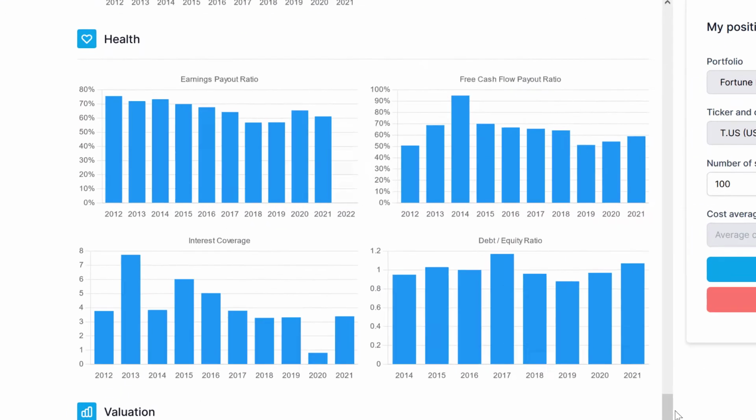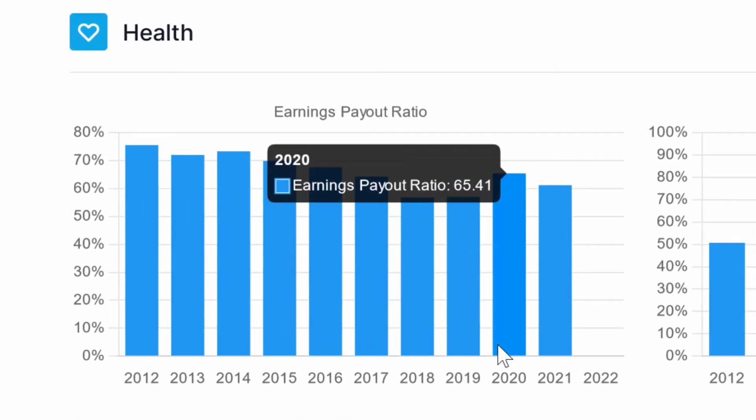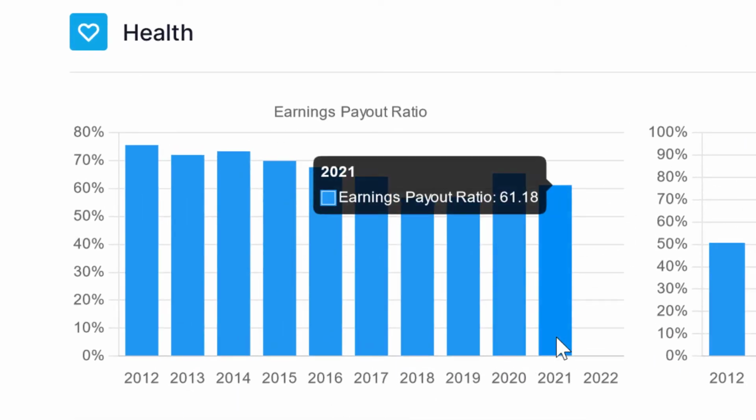Here in the health section, Moning shows you the earnings payout ratio, which is the percentage of net earnings paid out as a dividend. For most companies, a payout ratio below 60% is recommended, though real estate investment trusts, for instance, are one of the exceptions. A growing payout ratio means the dividend is growing faster than earnings, or that earnings are steadily declining. And a volatile payout ratio can indicate a less stable company.